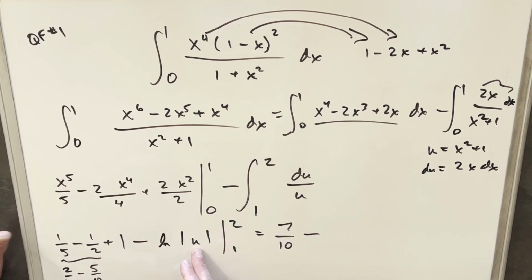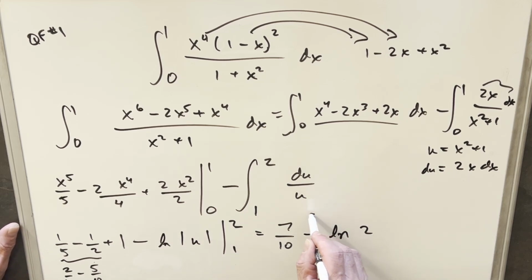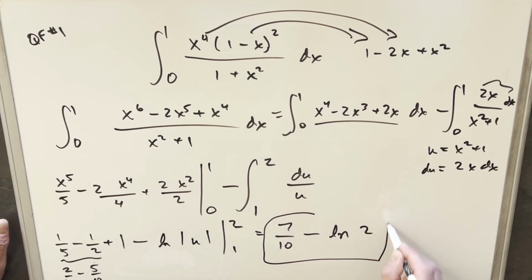Then we just need to evaluate natural log at 2. That's just going to be natural log of 2. And then we plug a 1 in here. Natural log of 1 is 0. We'll leave that off. And so our final solution is 7 over 10 minus natural log 2. So that's it. Not too hard. That was a pretty good problem from MIT.